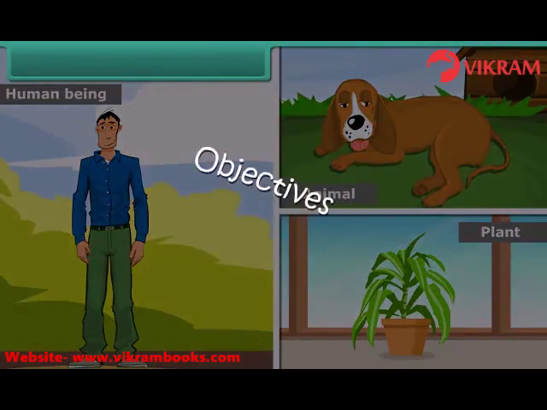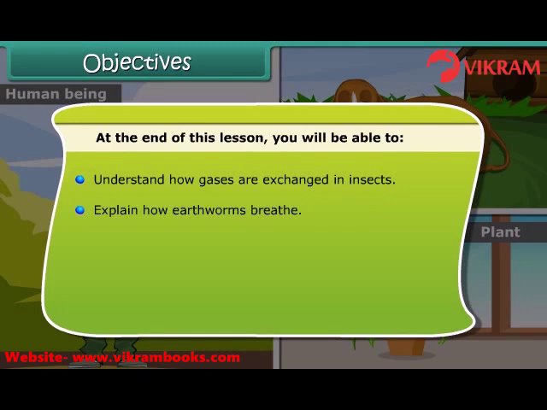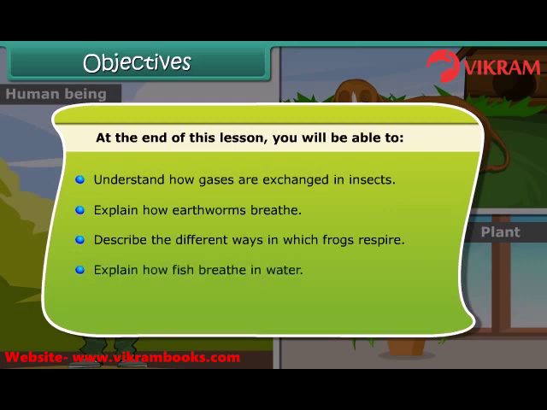Objectives. At the end of this lesson, you'll be able to understand how gases are exchanged in insects, explain how earthworms breathe, describe the different ways in which frogs respire, explain how fish breathe in water, and explain the breathing process in plants.